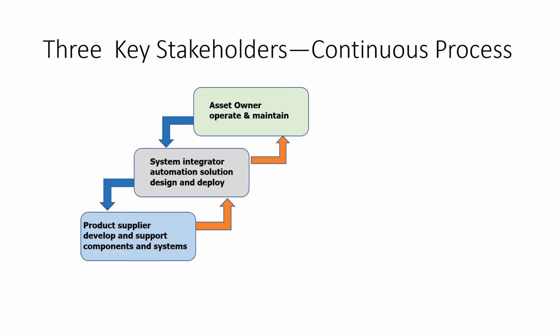There's three key stakeholders. It's a continuous process. We have the asset owner. They operate, maintain, do the routine maintenance according to their security policies and procedures, with a shared responsibility from the system integrators that commission, validate controls, safety, and complementary functions. They help put out the automation solution and design and deploy. Then the product suppliers, they develop and support components and systems.